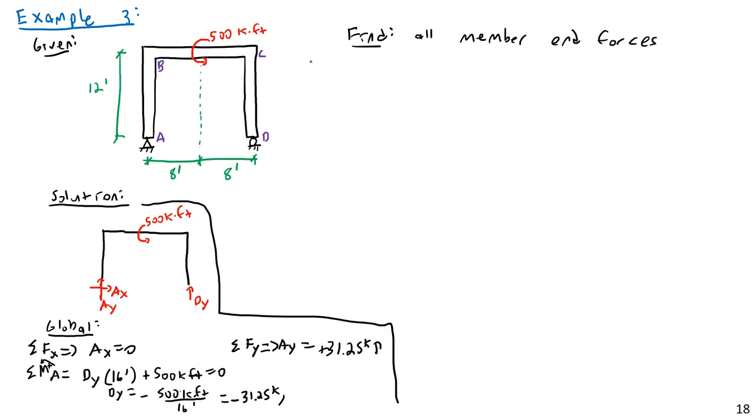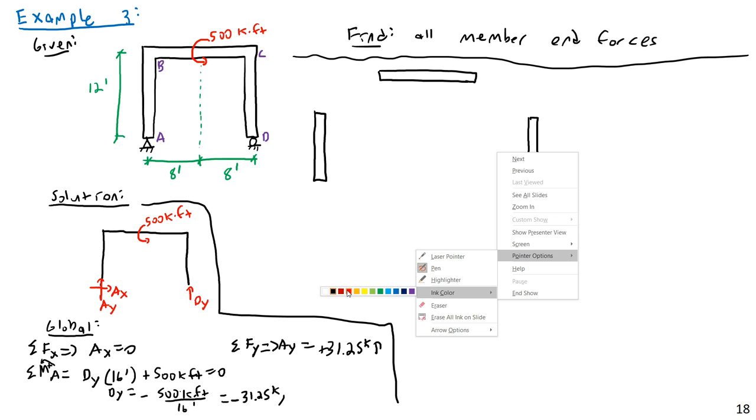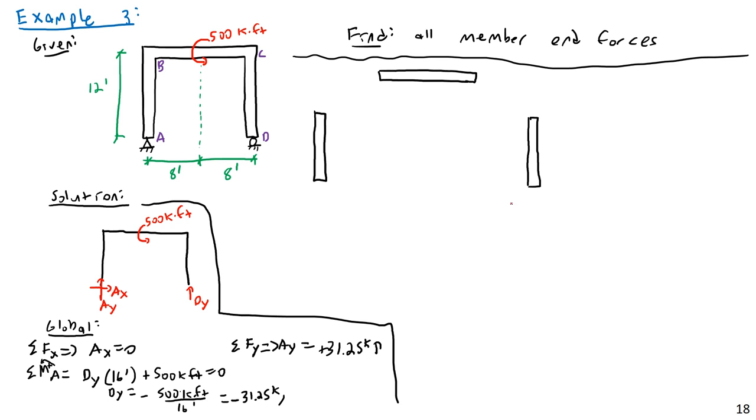So now I'm going to draw out an exploded view, or a series of individual local free body diagrams. I'm going to change the directions on DY and such. I'm going to give plenty of space between these so I can draw all those lovely forces, kind of looking like Stonehenge or something. Then I'll show the forces. DY will be downward, 31.25 kips. Then I'll have an upward force on joint A of also 31.25 kips. And that's it as far as that goes.